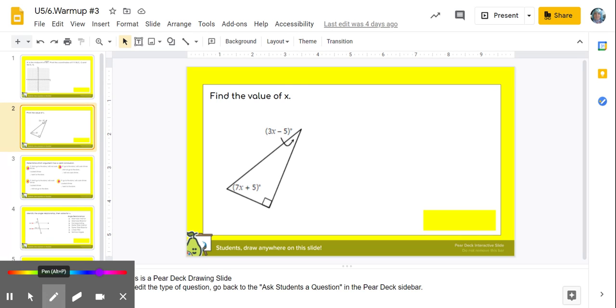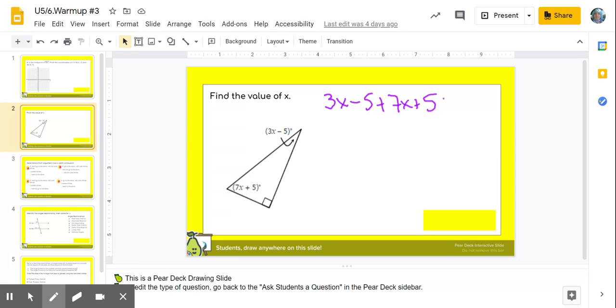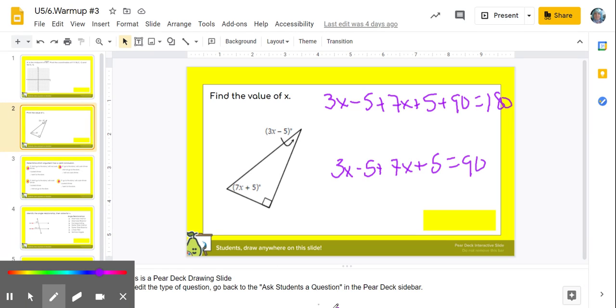I want to vote. So did you do this equation? 3x - 5 plus 7x plus 5 plus 90 equals 180. Or did you do 3x - 5 plus 7x plus 5 equals 90? In the chat box, just tell me, did you do choice 1 or choice 2?